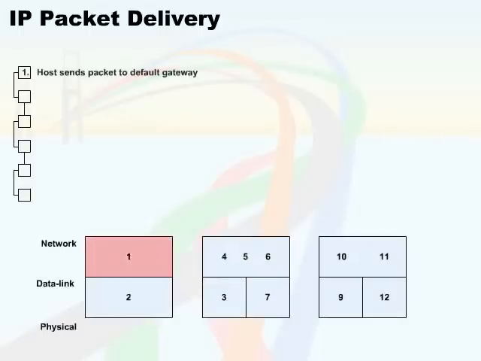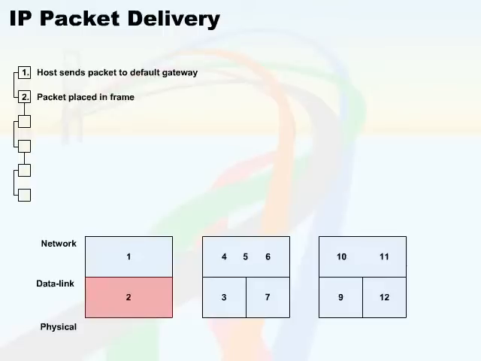A host will first send a packet to its default gateway. The packet will then be placed in the frame. If you notice, we're dealing with the network and the data link portions of the OSI model. So we are actually sending data to the default gateway, which is usually our closest router. This is how we're going to be delivering data to a remote network.